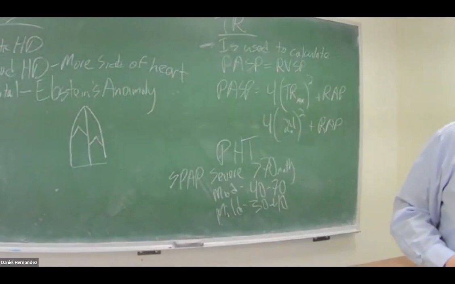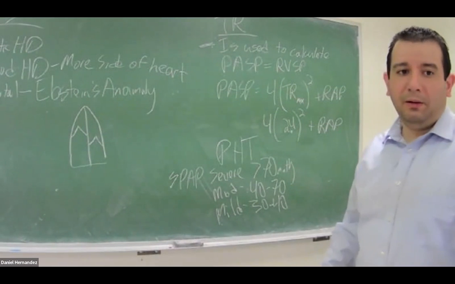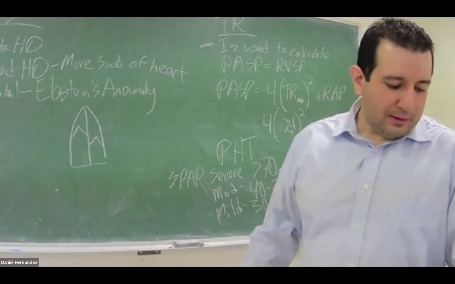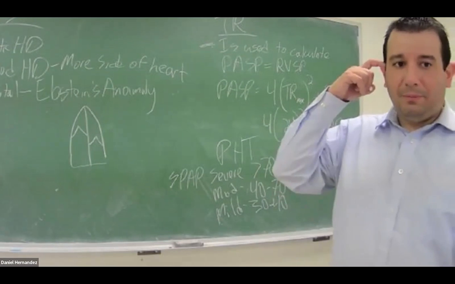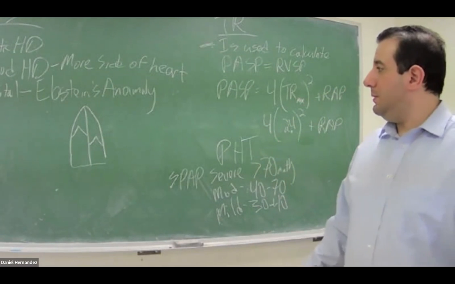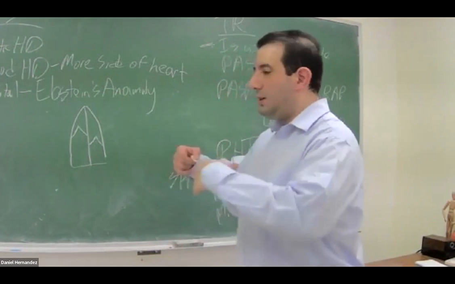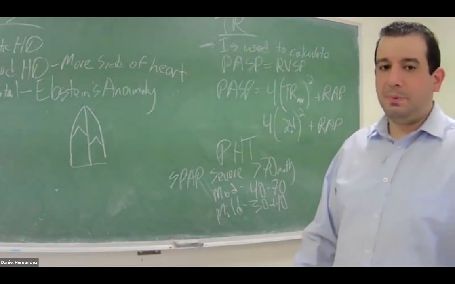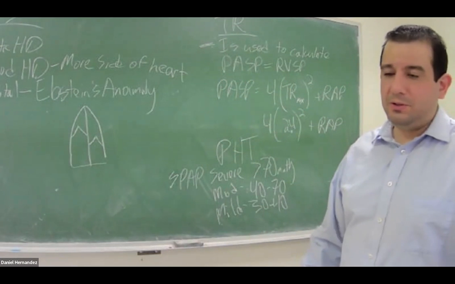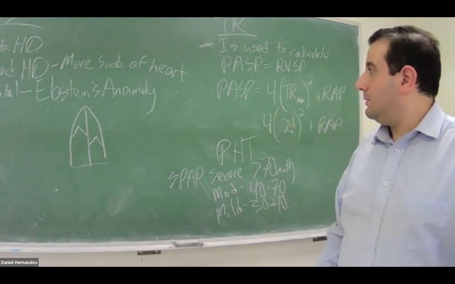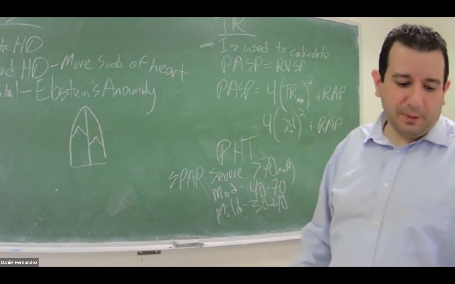Epstein's anomaly, there will also be some degree of tricuspid regurge as well, just because those leaflets aren't placed properly. So it may be displacement of a single leaflet or both leaflets, so it may not be the entire tricuspid annulus that's displaced up towards the apex. So that would for sure cause some degree of tricuspid regurge.